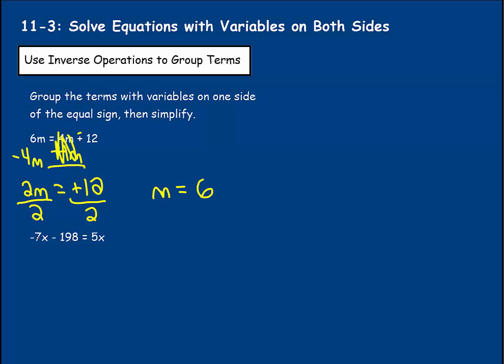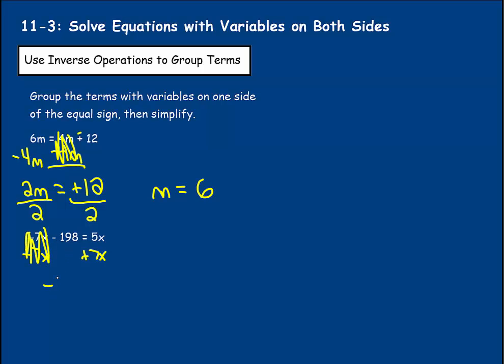So now we have negative 7x minus 198 equaling 5x. Let's get rid of the variable over here, so we just have variables on this side. Well, the inverse of a negative 7x would be a positive 7x. Negative 7 plus positive 7 would give me 0x, which would cancel these out. Since I added 7x to the left side of the equal sign, I add 7x to the right side. So these cancel out and turn into 0.